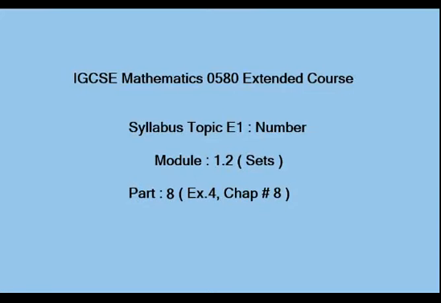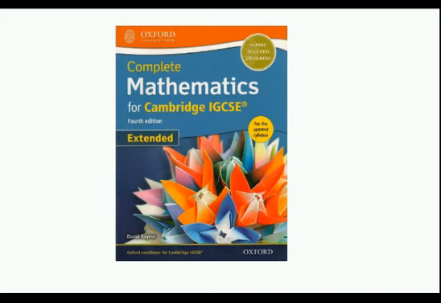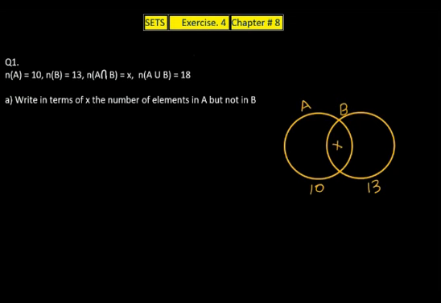And welcome to IGCSE Mathematics 0580 extended course. Syllabus topic E1, number, module 1.2, which is about sets. This is part 8, and in this video we'll be solving exercise 4 of the chapter. As we know, we are using Complete Mathematics for Cambridge IGCSE for extended course written by David Rayner. So let's start with exercise 4.